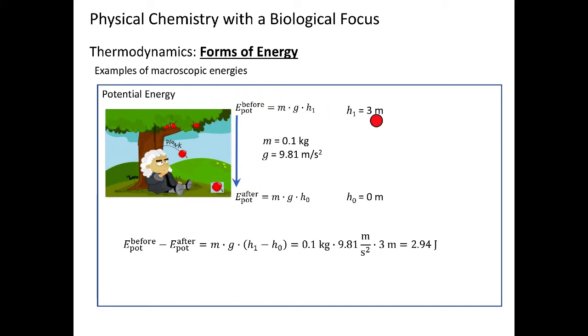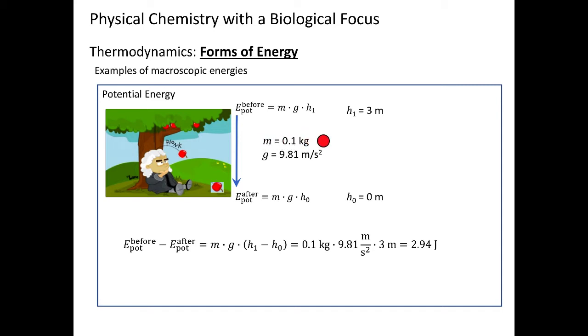Let's assume this apple had before a height of 3 meters, and then it falls down to a height of 0 meters, and its potential energy. This is why it actually fell, because before it had high potential energy, afterwards it had low potential energy. Well, this is the mass of the apple times the gravitational acceleration times the original height of that apple. Let's assume an actual mass of 0.1 kilograms. Kilograms is the SI unit for the mass.